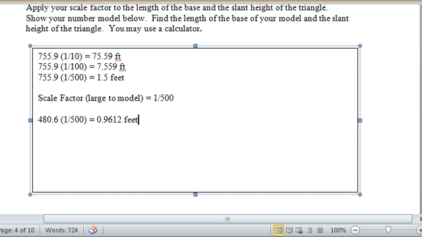So your pyramid on your foam board will be, the base of it, one length of the base will be about 1.5 feet, and the slant height will be a little bit less than 1 foot.